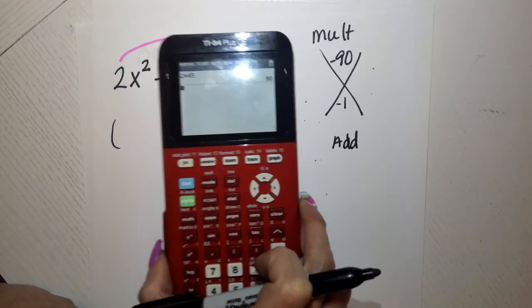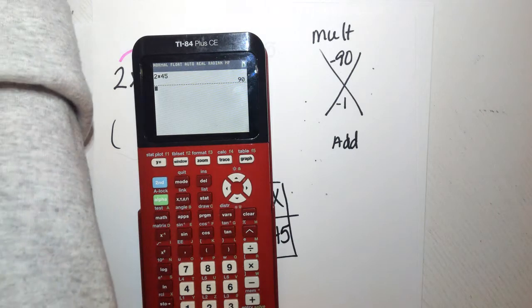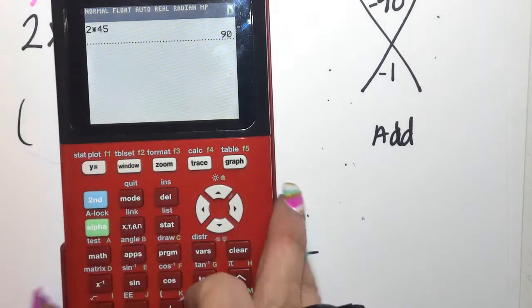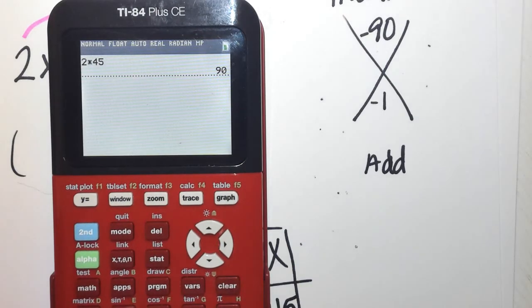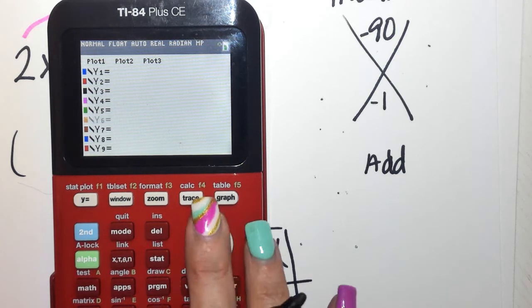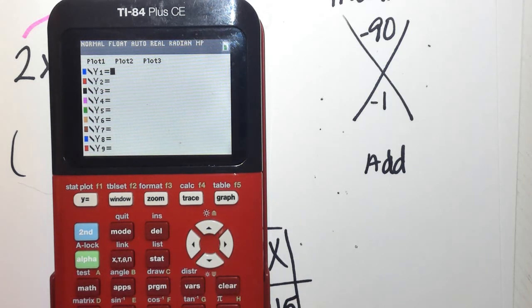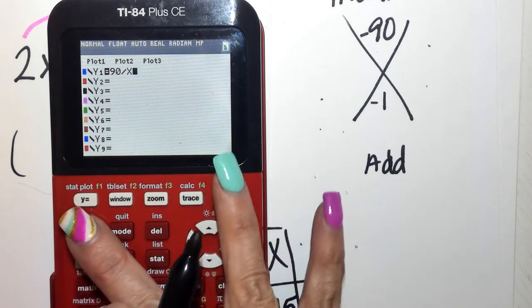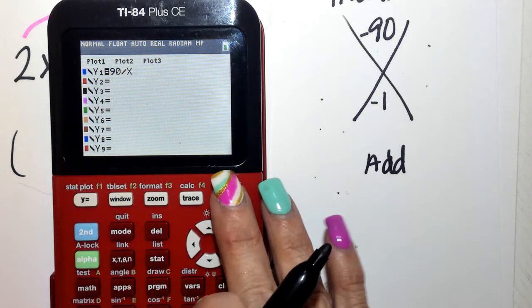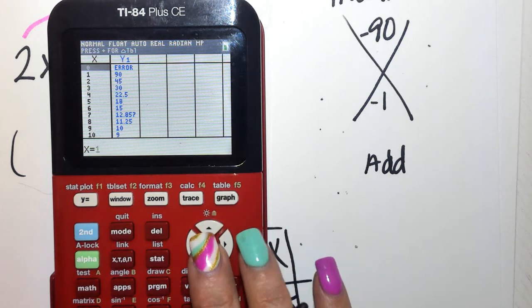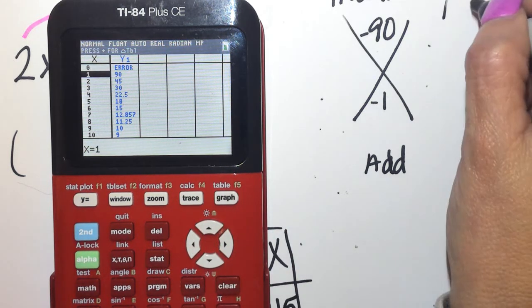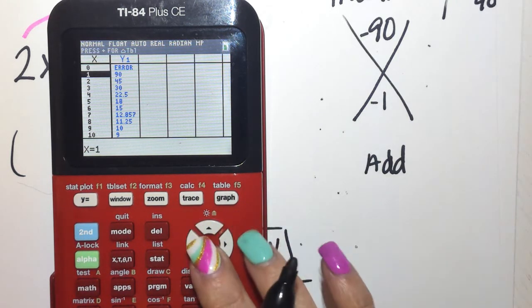This is where my trick is going to come in handy. So I'm going to zoom in on that. Here's my trick. Y equals, clear all this out. Grab your calculator, Desmos, whatever you want to use. 90 divided by x. Second table. Here we go. 1 times 90.